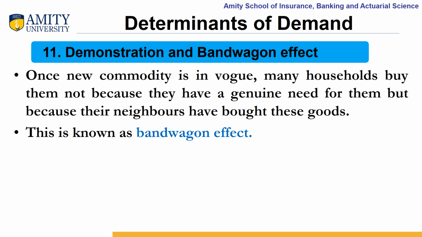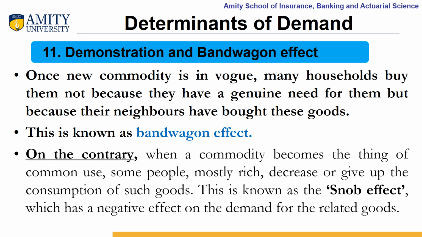Once a new commodity is in vogue, many households buy it not because they have a genuine need for it, but because their neighbors have bought these goods. And this is known as the bandwagon effect, when our demand is affected by the consumption or purchase of some other person in the neighborhood. On the contrary, when a commodity becomes a thing of common use, some people, mostly rich, decrease or give up the consumption of such goods. This is known as the snob effect, which has a negative effect on the demand for the related goods.